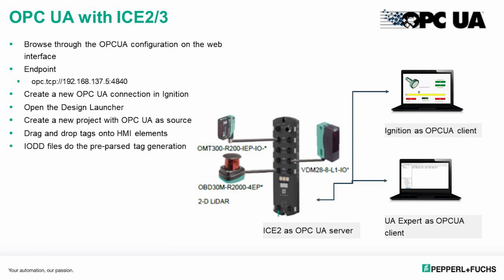The OPC UA connection I'm making today is with Ignition, which is an OPC UA client. However, it's very helpful to highlight that OPC UA can have multiple client and server connections with each other. So we can easily connect OPC UA clients such as UA Expert simultaneously and get the data.